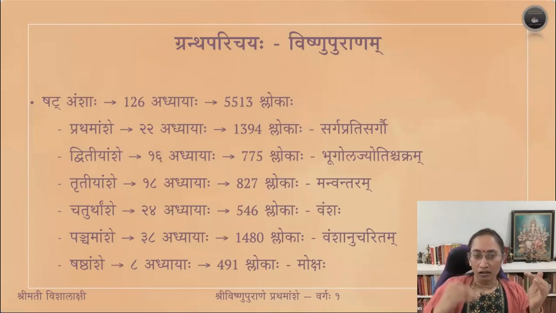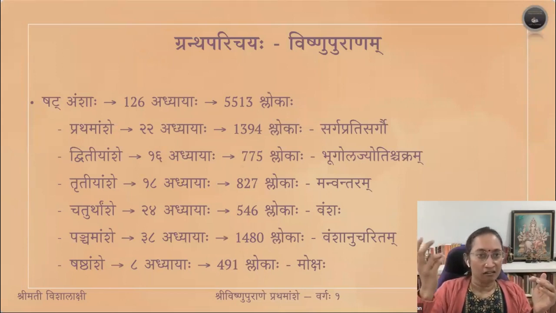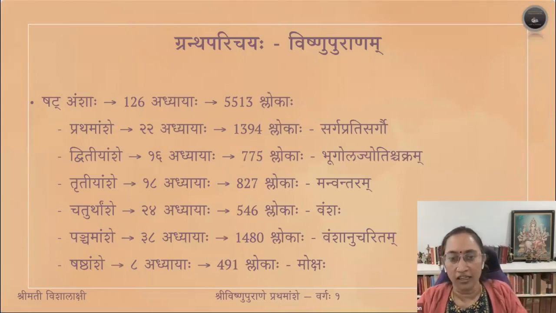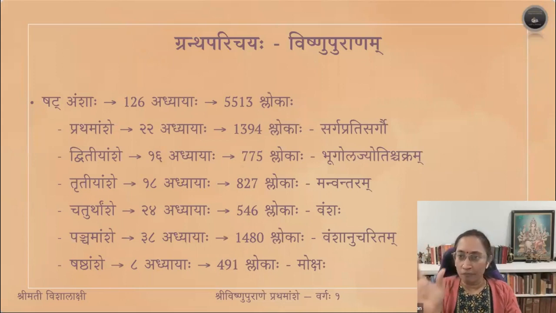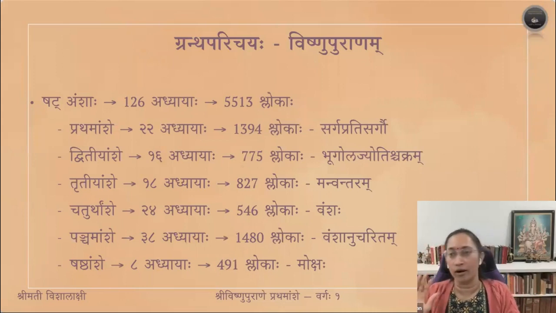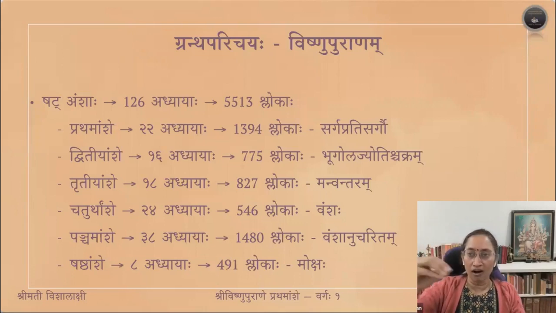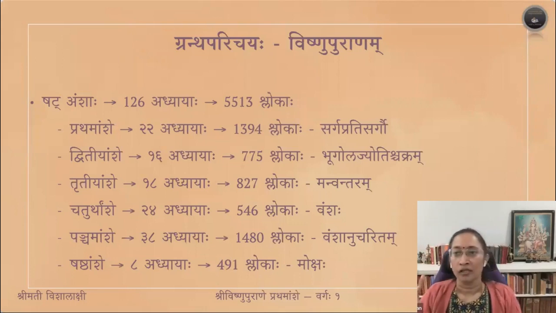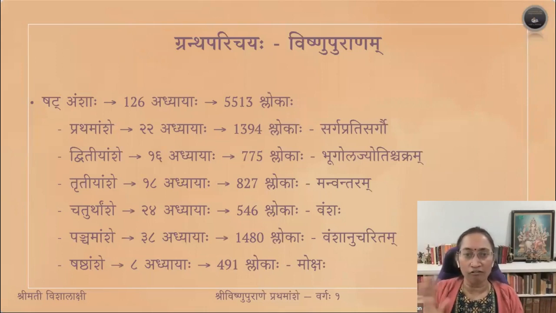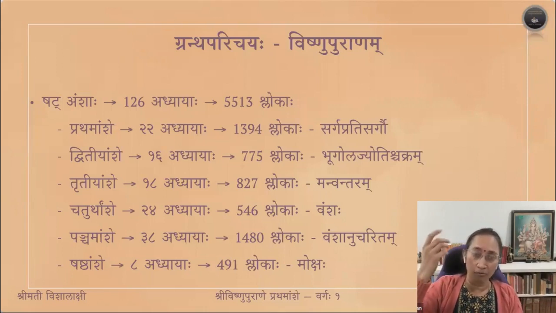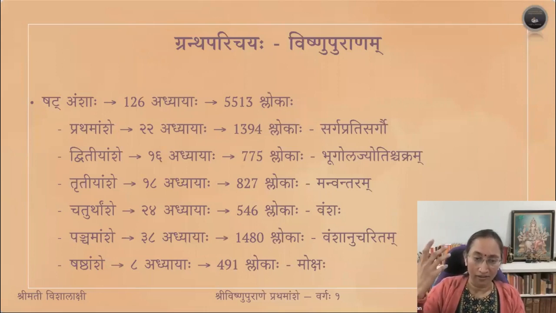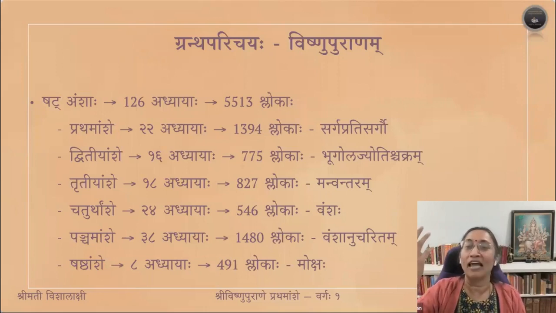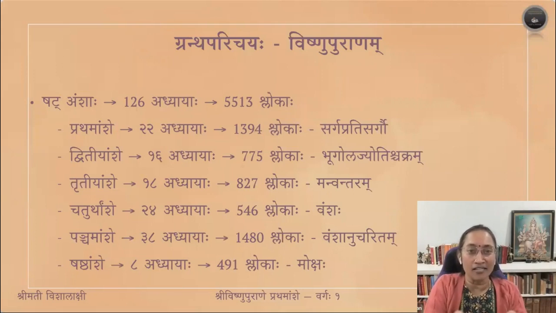In each amsha, you have sarga, pratisarga, vamsha, vamshanucharitam, and manvantaram. All of these are described in a very proper manner in Vishnupuranam. It is one of the very few Puranas where you will find Puranam Panchalakshanam in it. Most of the other Puranas, you won't find all of the five here. Bhagavata Puranam is something totally different. It will give you 10 Lakshanams for Puranam, and it will have all those 10 Lakshanas in it. For us, we are only concerned about Vishnupuranam.